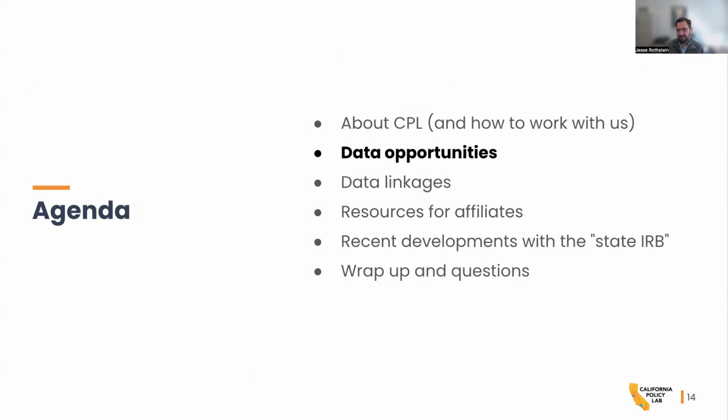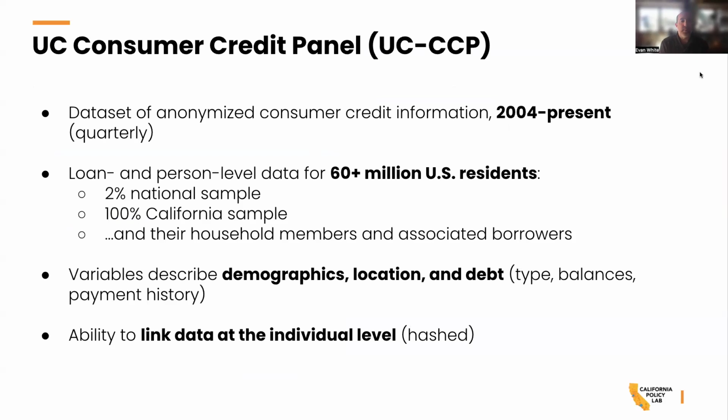Yep. Okay. Great. Thanks, Jesse. We can go to the next slide. So we're going to talk a little bit about some of our data opportunities. I'm going to cover the first one, which is the UC Consumer Credit Panel. We mentioned this one first because it's our most popular data offering. It's a little different from some of the other data offerings in that most of our work is done with government partners and using government administrative data.